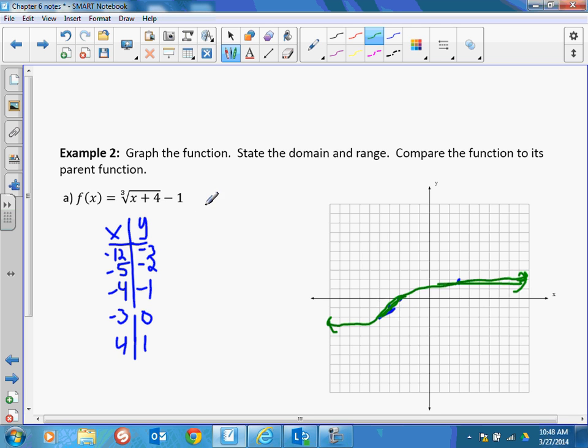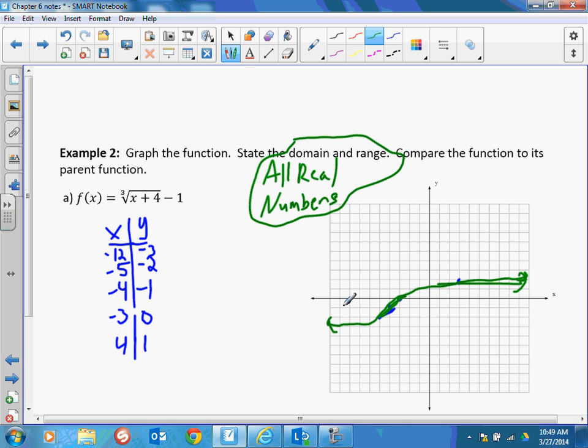Okay, so domain and range. What's domain and range? Well, it's a cube root. You can take the cube root of anything, so domain and range is all real numbers. I'm not going to write domain and range again, I'll just circle this. Domain and range is all real numbers.